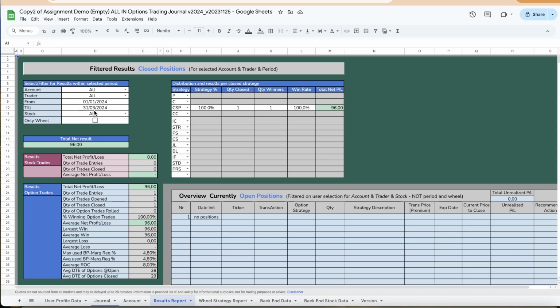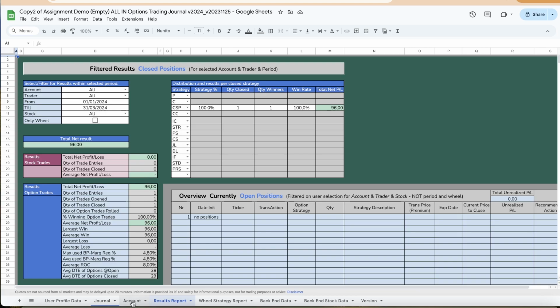That means that actually my trade has been closed in that time frame, and it shows up here in the distribution and the results per closed strategy, $96, and also here in the total net result I get the parameters here that are calculated.